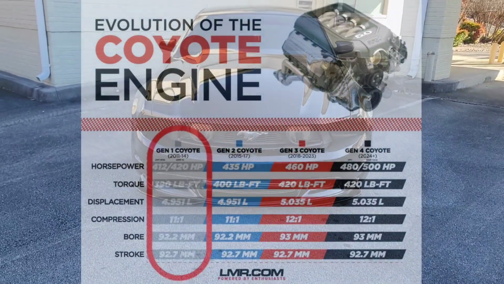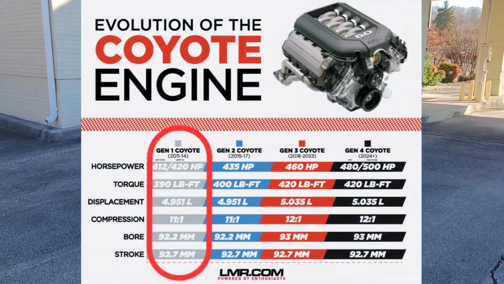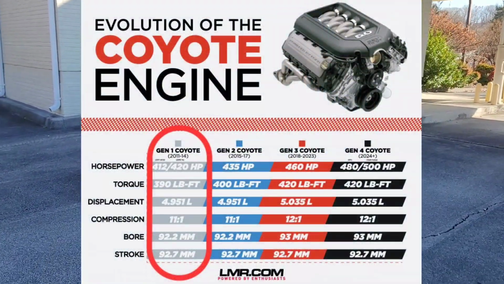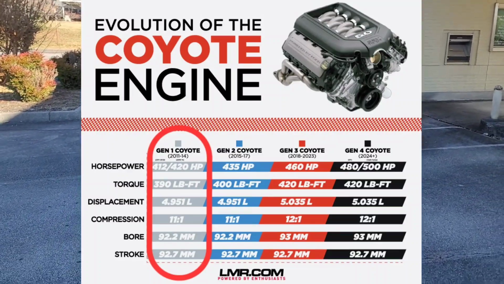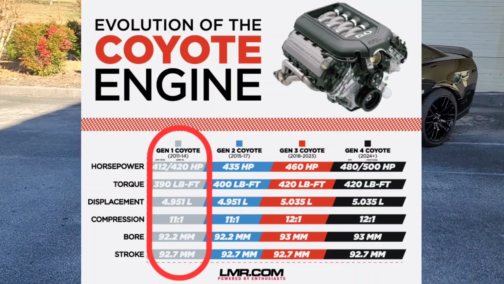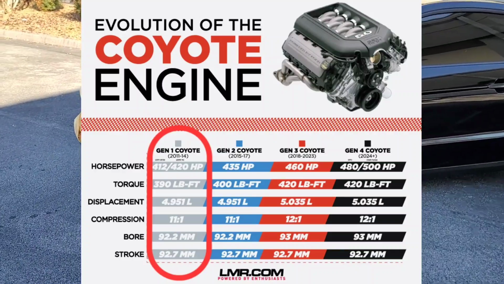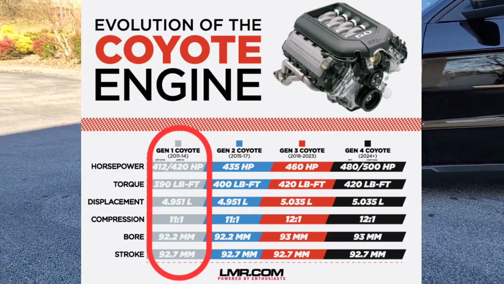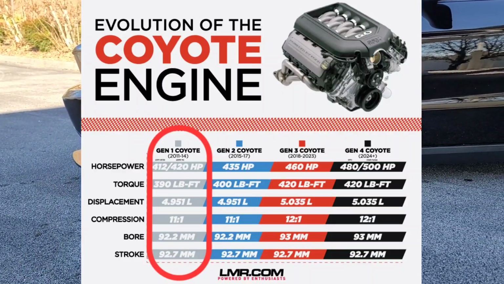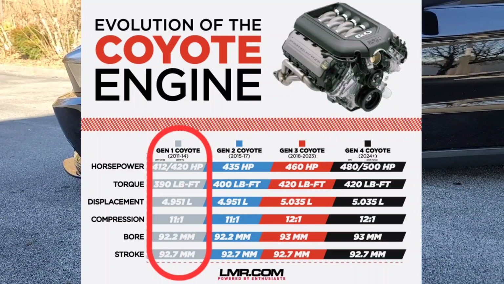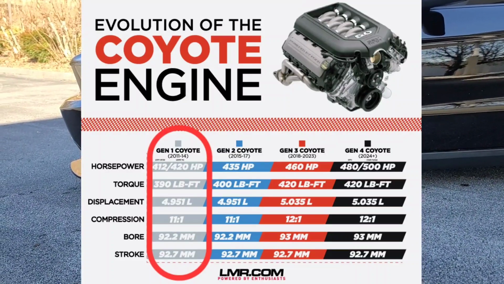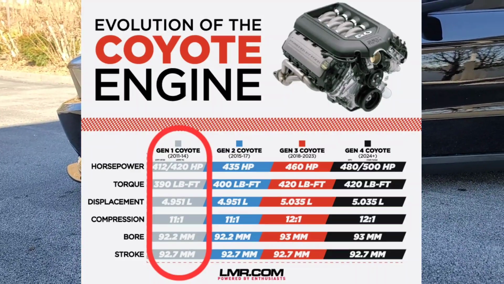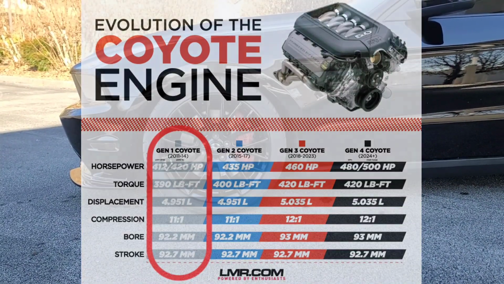Here's a brief overview of the Gen 1 Mustang Coyote. It has an 11:1 compression ratio, and for the 11 to 12 model years it made 412 horsepower and 390 foot-pounds of torque. Also unique to the 11 and 12 engines are oil squirters. The 13 to 14 engines did away with the oil squirters and received a bump in horsepower to 420. The 13 and 14 engines now include a phosphorus coating on the pistons.